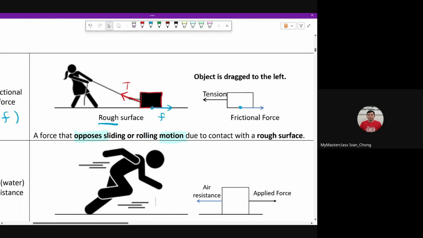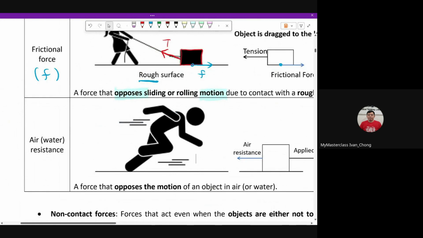Okay, because of that rough surface, we know that there must be frictional forces. And next, you have your air resistance or water resistance. Now, this naming itself for air or water resistance, sometimes we use letter R, sometimes we still use small letter F. It really depends on what your school uses. But for me personally, I use R to differentiate it from friction.